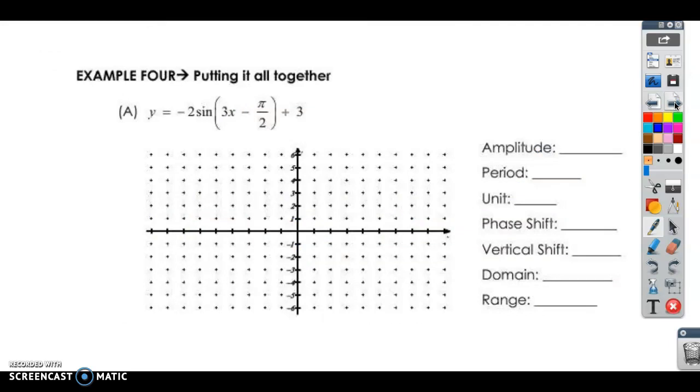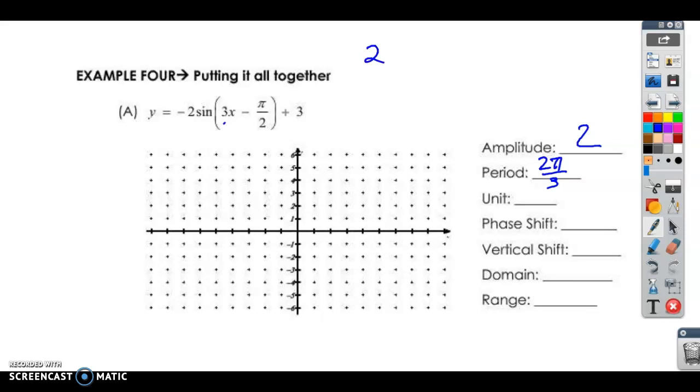These are the most complicated ones where you're putting it together. You might have multiple different types of shifts and amplitude change and that sort of thing. So we start with the amplitude. The negative 2 in front, the absolute value of negative 2 is 2. The period is 2 pi divided by that 3. So 2 pi divided by 3, there's your period.